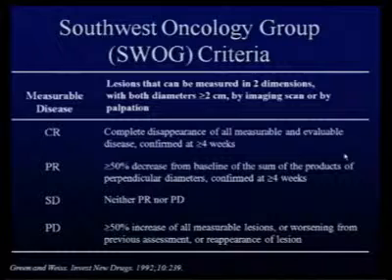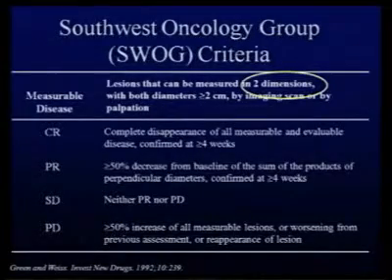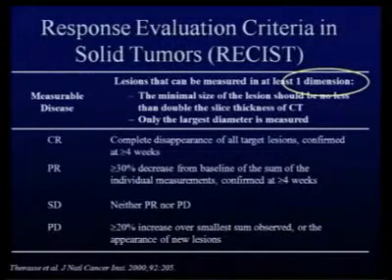Now, either we use the WHO criteria, there are several criteria that we currently use in response evaluation. The WHO criteria is one of them, based on two-dimensional measurements, and RECIST, the so-called Response Evaluation Criteria in Solid Tumors, uses one-dimensional measurements. These two are the most commonly used nowadays, and with either one of them, the response evaluation of a solid tumor is based on changes of tumor size.